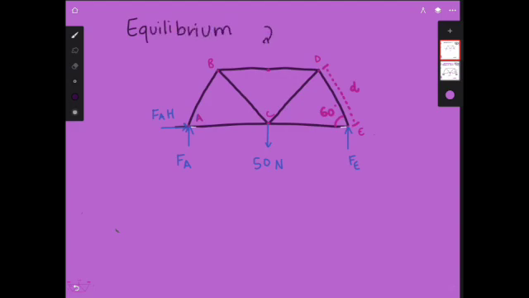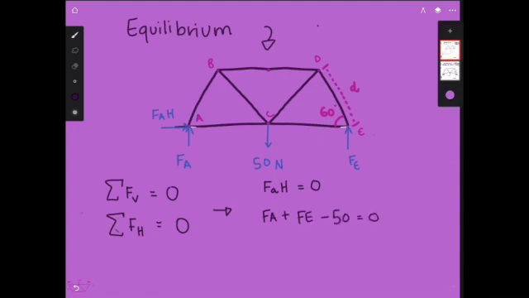We first begin by drawing a free body diagram. Because the truss is not moving, we assume that the truss is in equilibrium. This allows us to be able to write our equilibrium equations. The net force in the vertical and horizontal directions must be equal to 0.